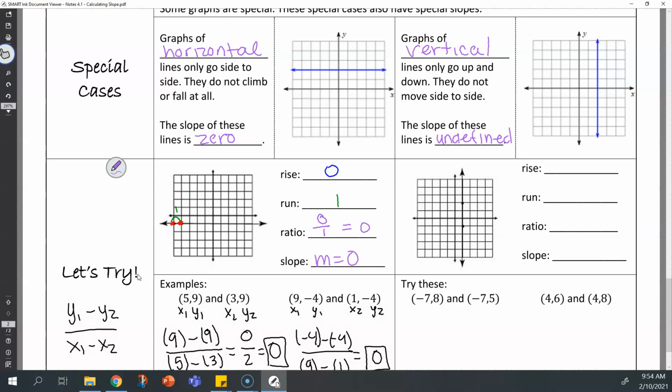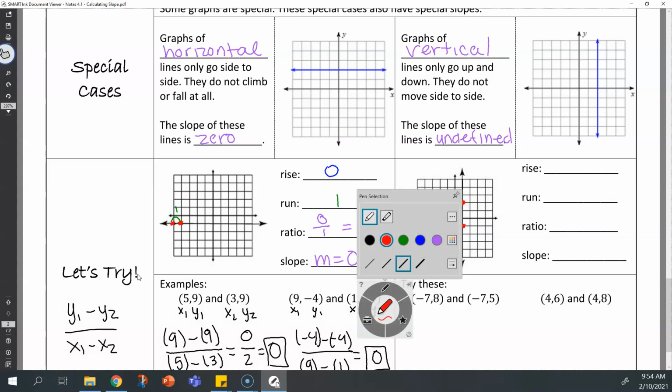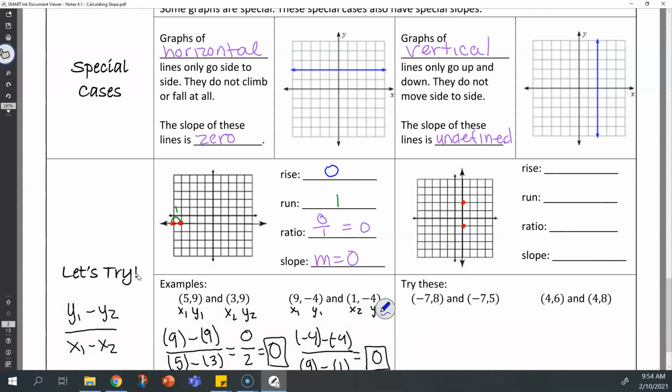The reason that these lines are called undefined is this. If I'm looking at a graph of this line, and I've got my 2 points, and I want to find my slope, so I'm going to do rise over run. My rise in this case is 1, 2, 3, no problem there. And my run is 0. I don't have to move left or right because I'm already on the point. When I set up that ratio, I get 3 over 0.